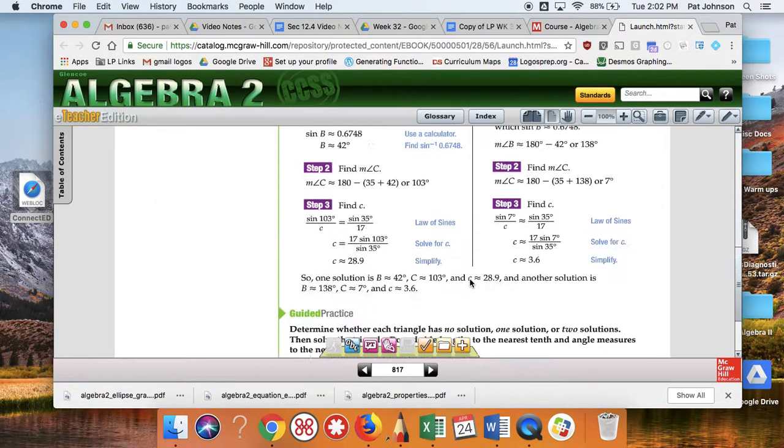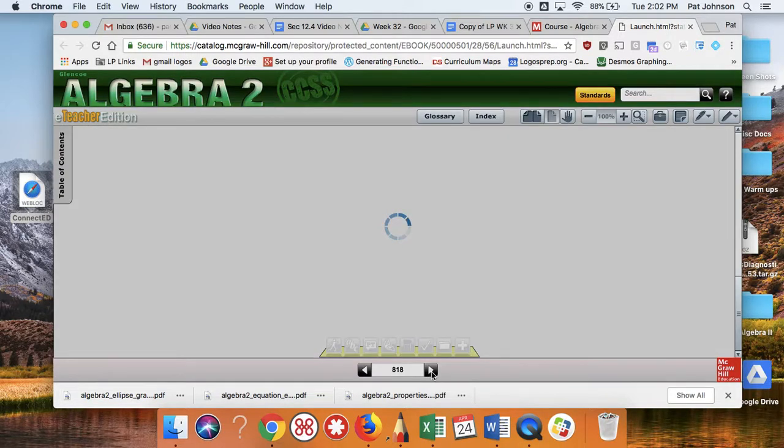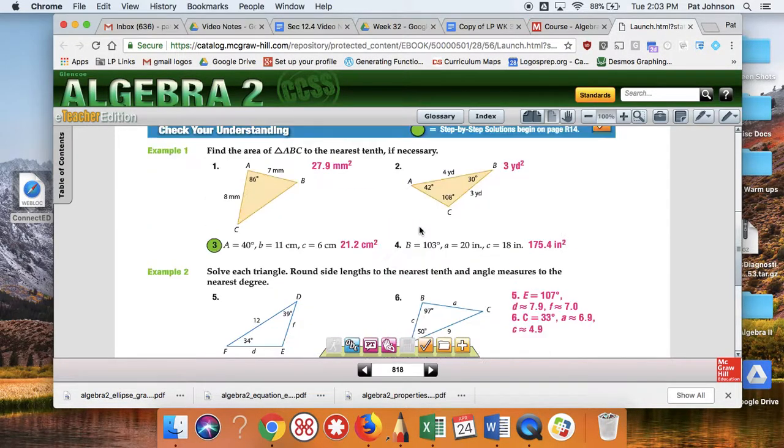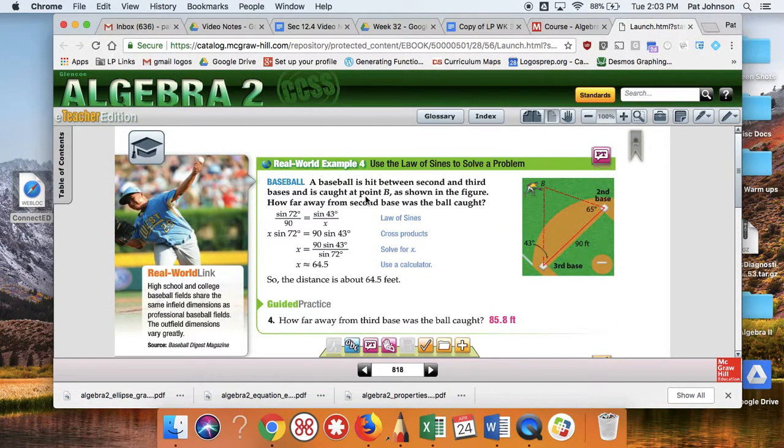Let's look at the word problem that we have here. It's real world example 4. It tells you a baseball is hit between second and third base and is caught at point B, as shown in the figure. How far away from second base was the ball caught? We're given an angle here. Here's second base, there's third base, and the ball was hit here and caught by the shortstop, or actually the second baseman, right here. They want to find how far it was from second base, so we're looking for this side here.